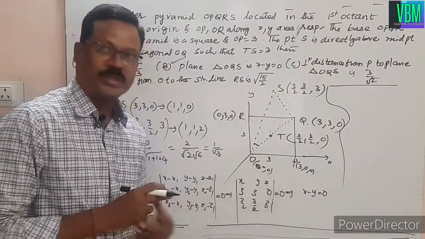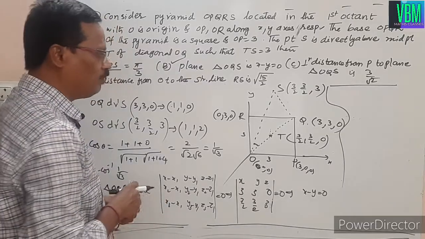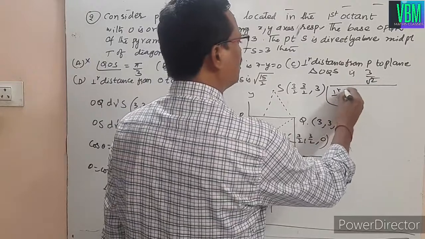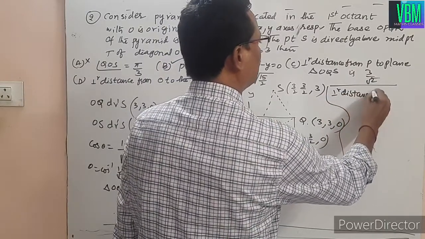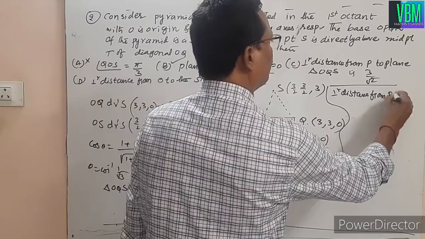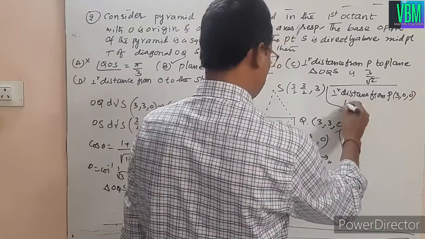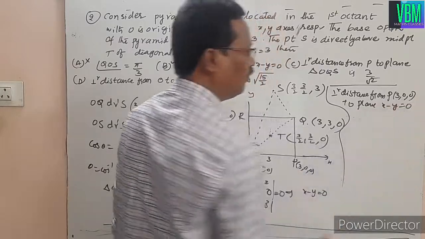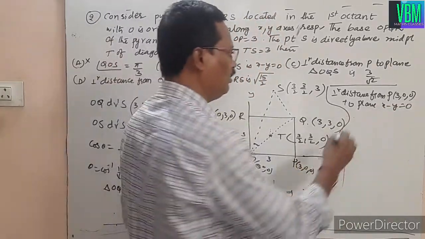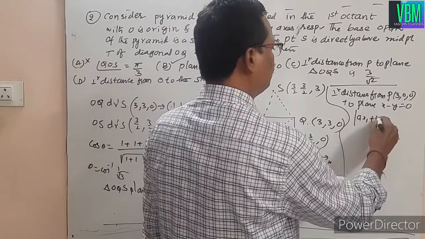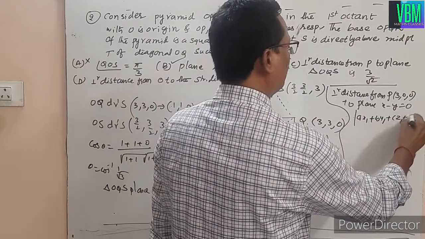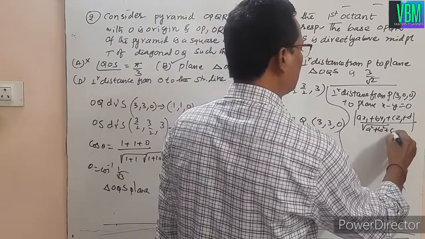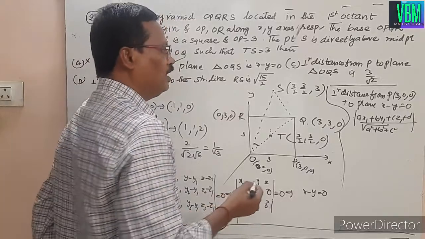This is the plane OQS. P coordinates are 3, 0, 0. Perpendicular distance from P(3, 0, 0) to the plane x minus y is equal to 0. What is the formula? Mod of A x1 plus B y1 plus C z1 plus D by under root of A square plus B square plus C square. Same formula, let us apply.